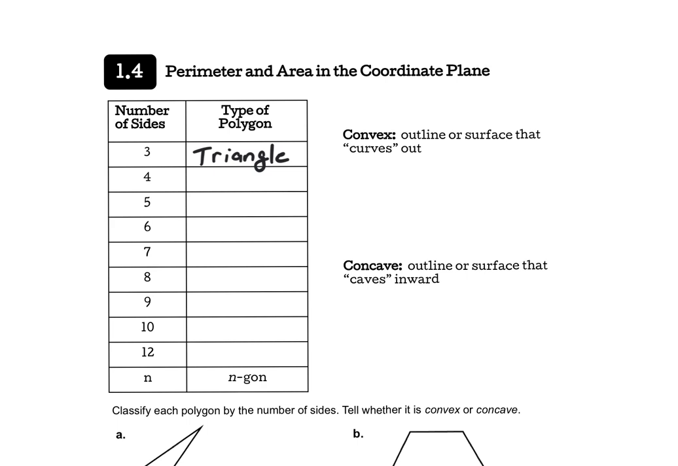Okay, now 4. When we think 4-sided figure, what do we typically think of? We think a rectangle, we think a square. There's a lot of different figures, and those are 4-sided figures, but I'm just talking about a generic 4-sided figure here. We call that a quadrilateral.